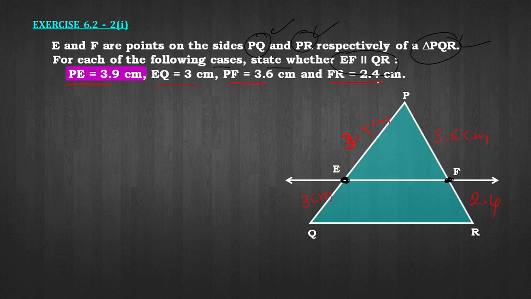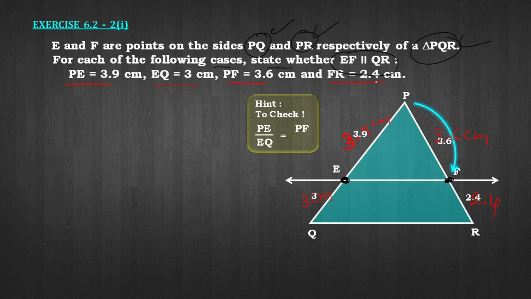Given PE is 3.9 centimeter and EQ is 3 centimeter, PF is 3.6 centimeter and FR is 2.4 centimeter. To check here, PE divided by EQ is equal to PF divided by FR. If it is equal, then it is parallel, we can say. Solution: in triangle PQR, PE by EQ is equal to 3.9 divided by 3.